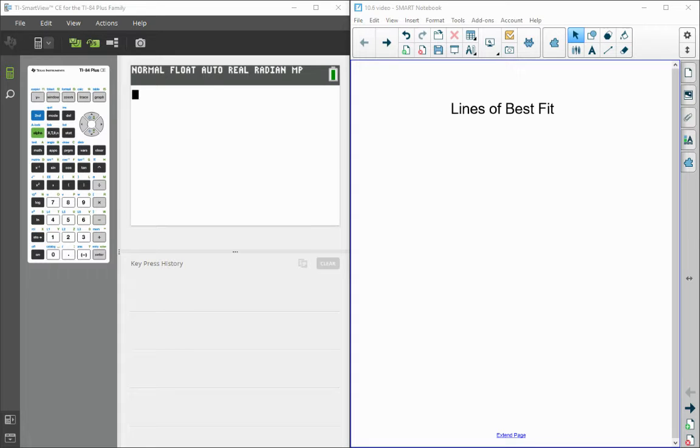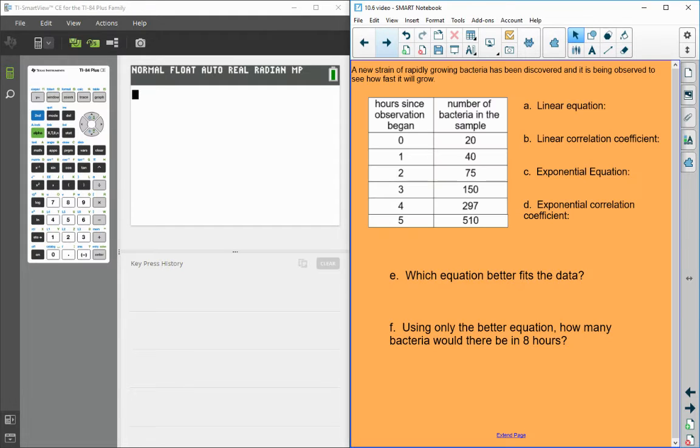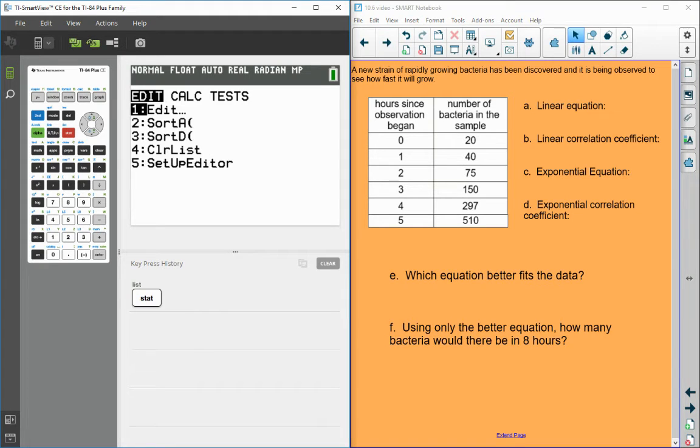Now that we've learned how to do linear regression lines and exponential regression lines, we're going to learn how to find the best line of fit. How do we do that? So first we start by doing what we already know how to do. We're going to type in our data.